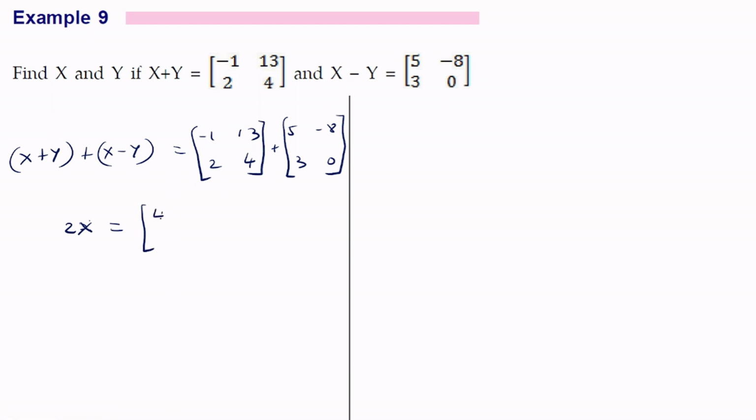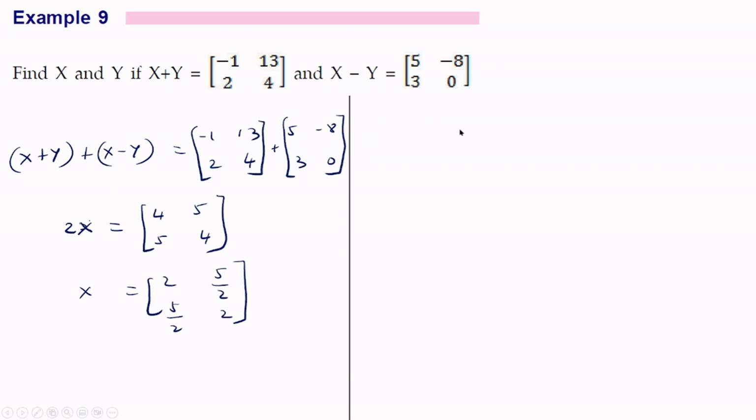So minus 1 plus 5, 4. Then 13 minus 8, 5. 2 plus 3, 5. 4 plus 0, 4. So from here we have x as 2, 5 by 2, 5 by 2, 2. So this is x.